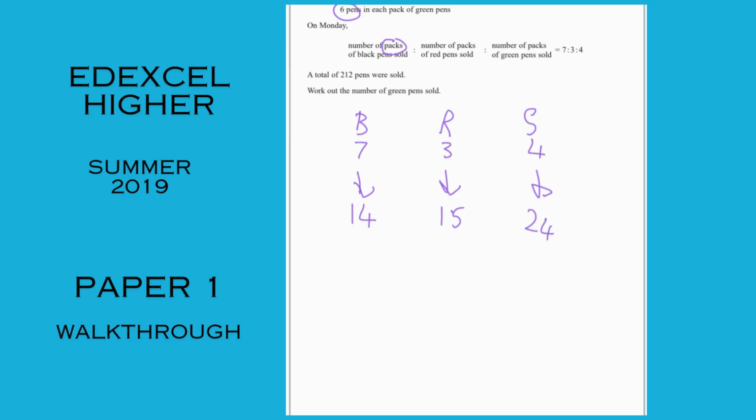So if we were doing a standard ratio question, we'd add them up. We get the horrible number 53. We'd like to have a calculator to do that.